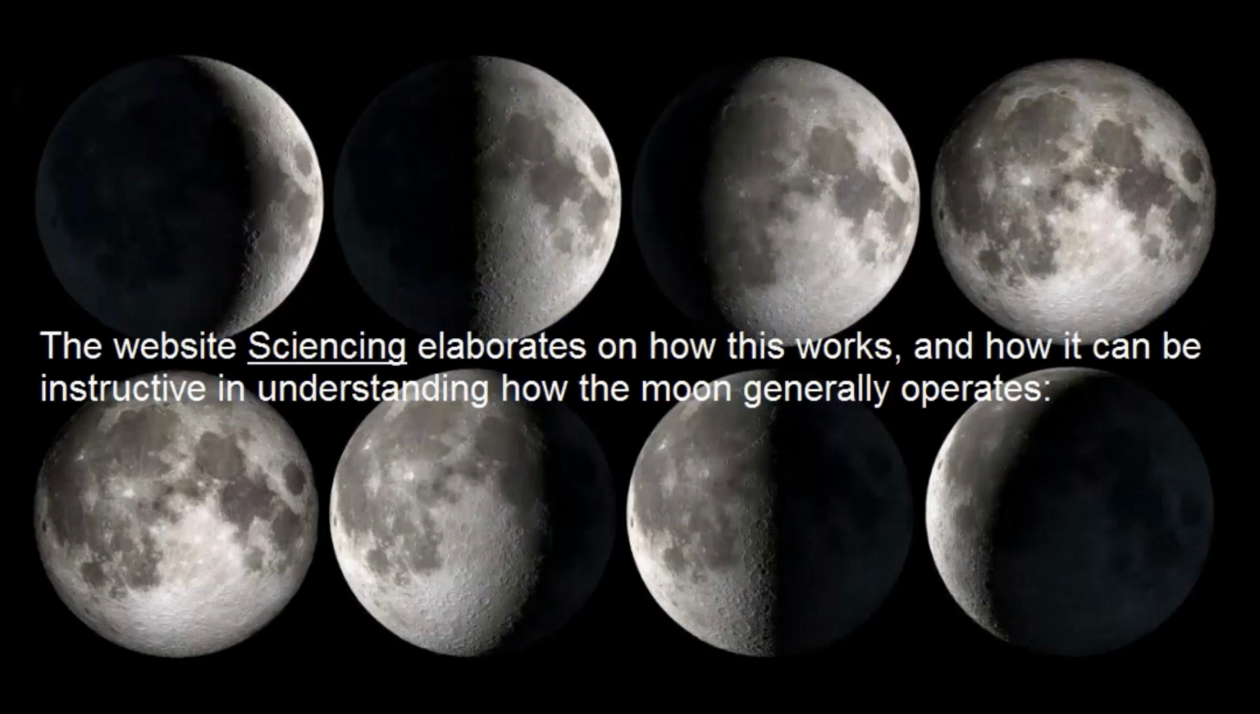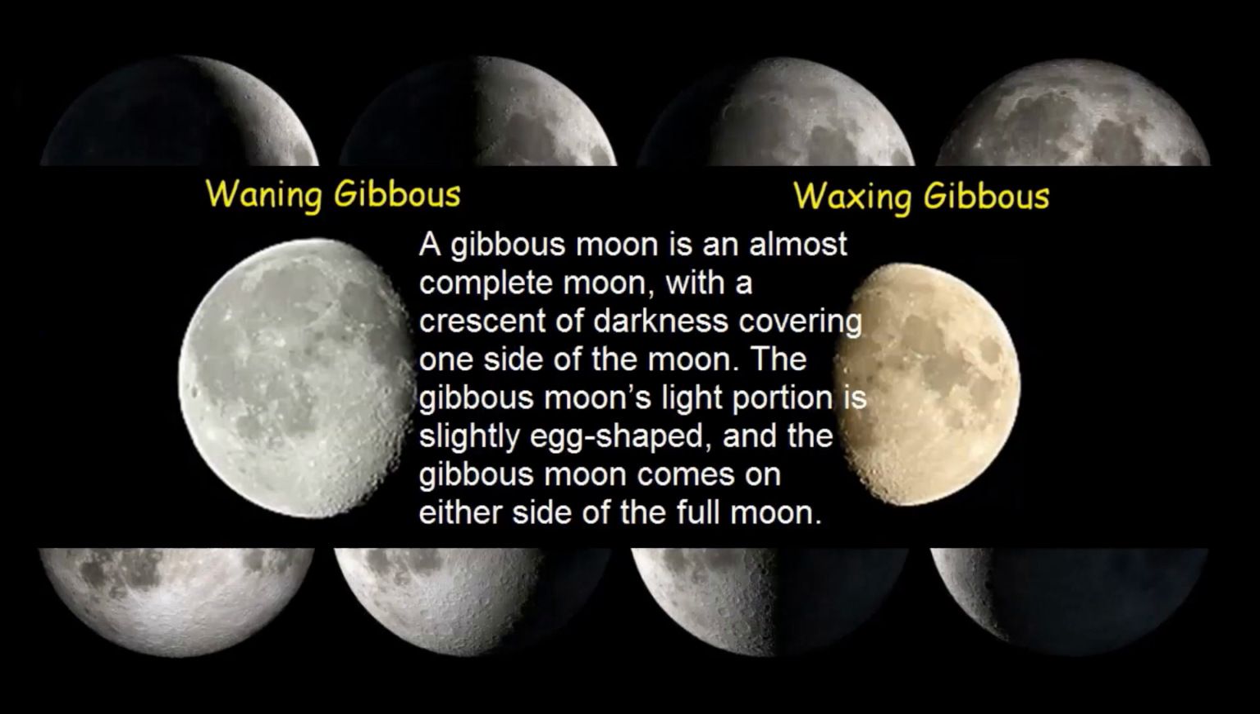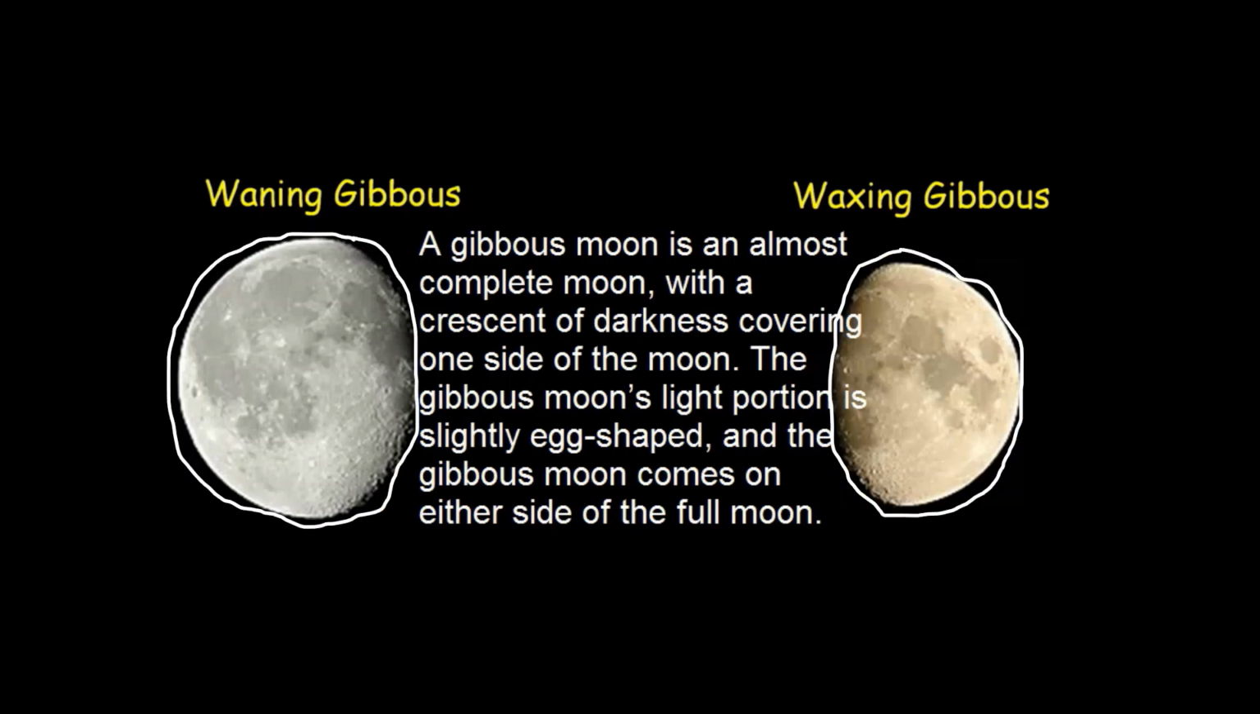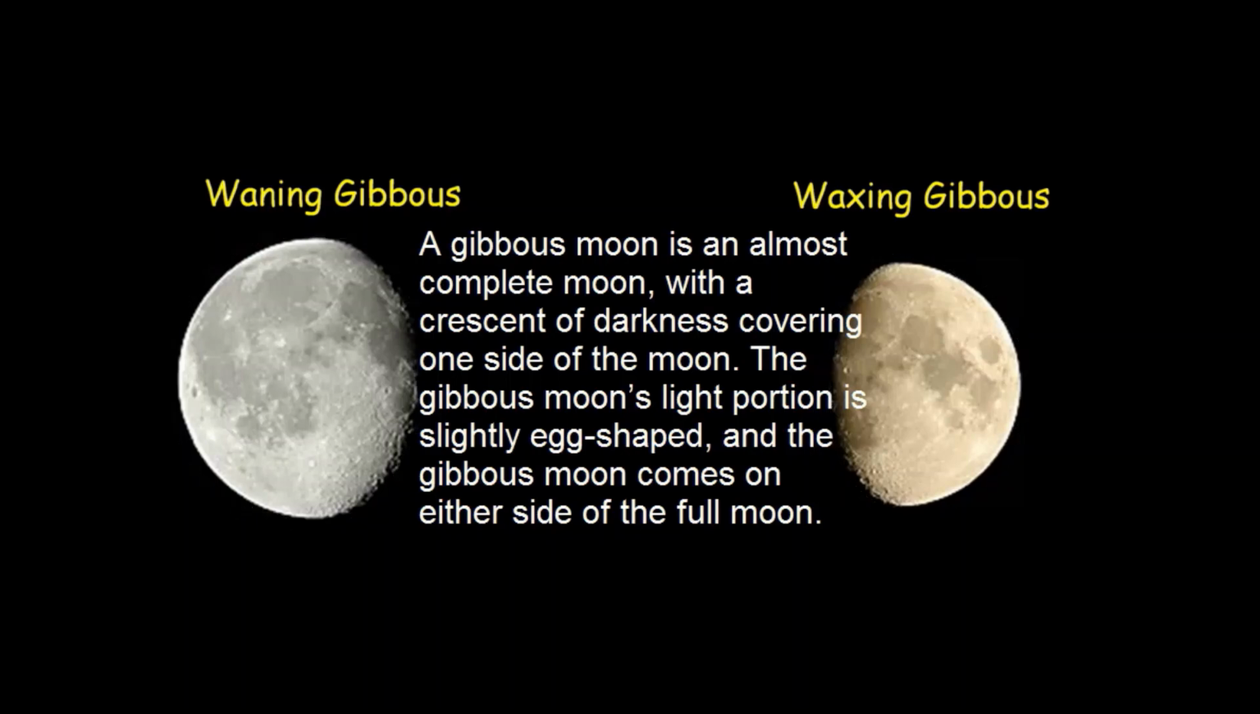The website Sciencing elaborates on how this works and how it can be instructive in understanding how the moon generally operates. A gibbous moon is an almost complete moon with a crescent of darkness covering one side of the moon. The gibbous moon's light portion is slightly egg-shaped, and the gibbous moon comes on either side of the full moon.